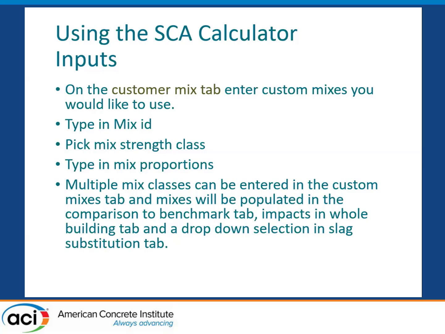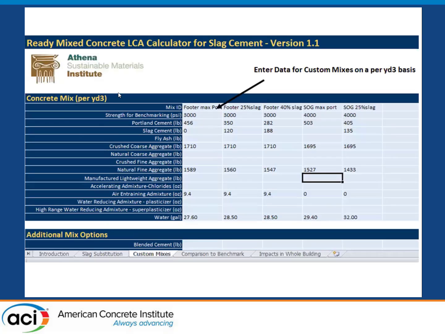the customer tab, which is where you enter the mixes, the type of IDs, the class strengths you're looking to do, and the type and mix proportions that you're looking to use and add into it. So basically in this, we're going to put in our mix ID, and in this case, we're going to say it's a footer, 3,000 PSI max.